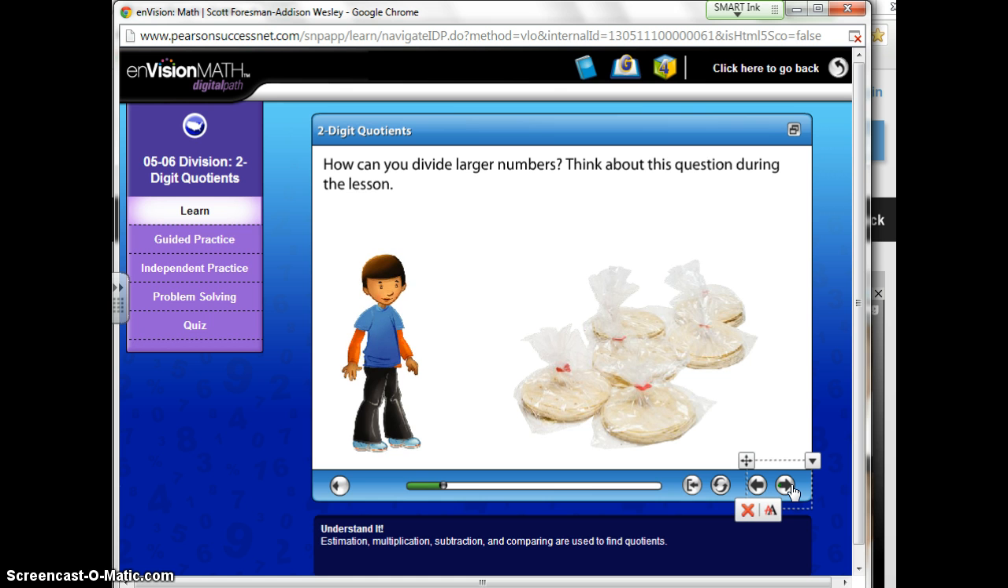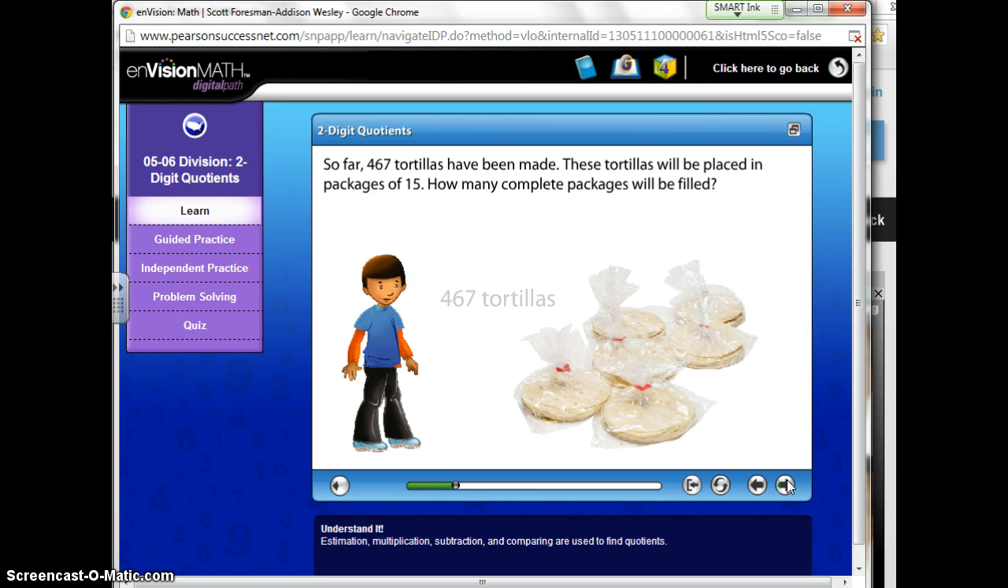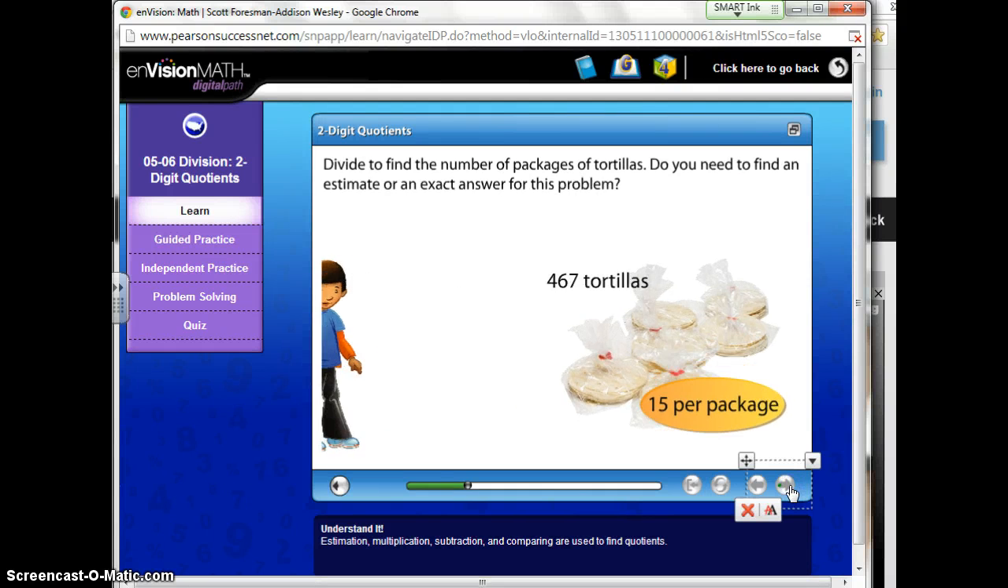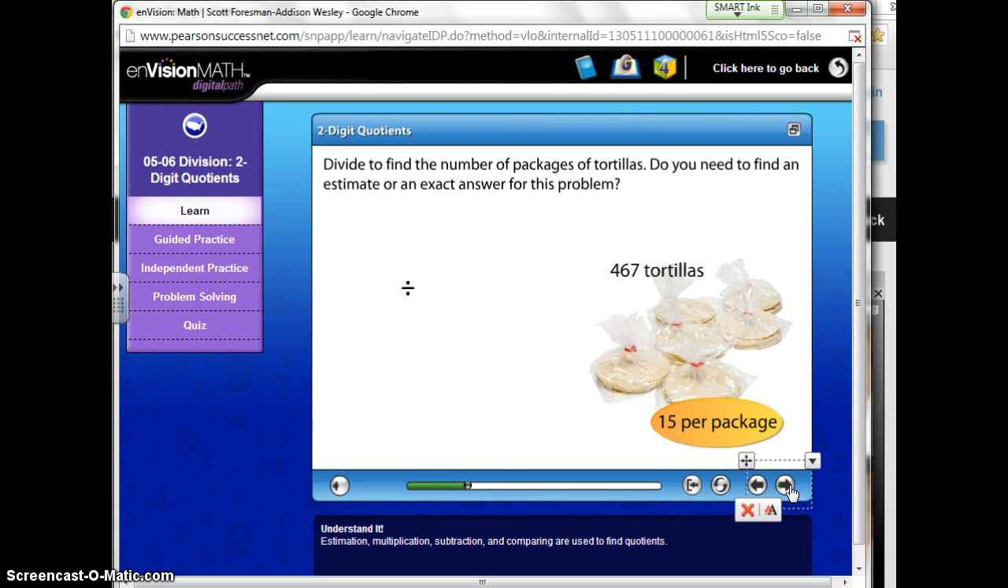This is our question. We have lots and lots and lots of tortillas, 467 of them, in fact. These tortillas will be placed in packages of 15. So how many complete packages will be filled? They don't even care about the leftovers. How many complete packages? So what operation are we going to use? Division. That's right.